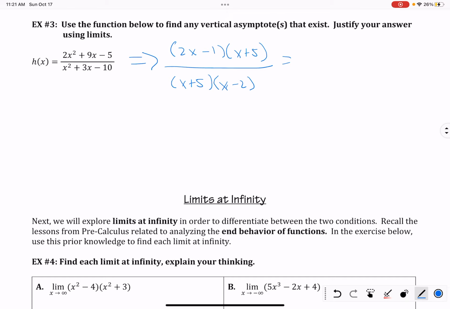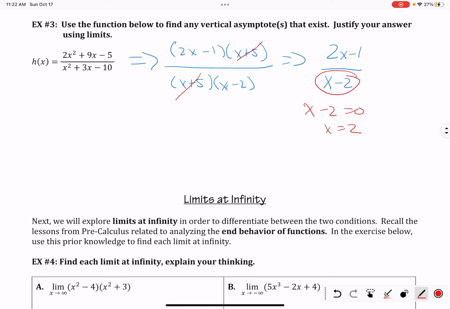Okay, so a couple things here. Make sure that you're aware that that's creating a hole at -5. Okay, so that would not be any kind of infinity. All right, so we're left with 2x minus 1 over x minus 2. So the factor x minus 2 doesn't cancel. So it's whatever makes this 0, which of course is 2. All right, so there's some kind of vertical asymptote happening at 2.